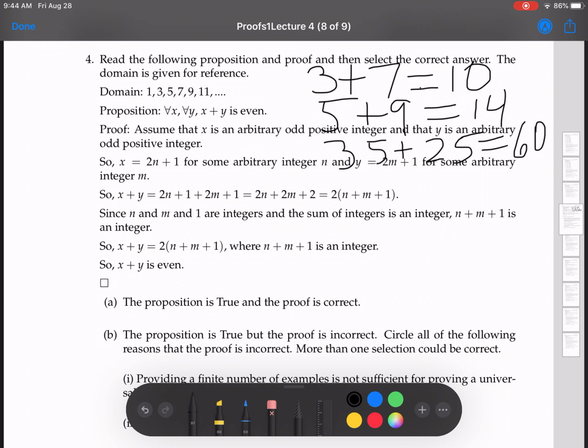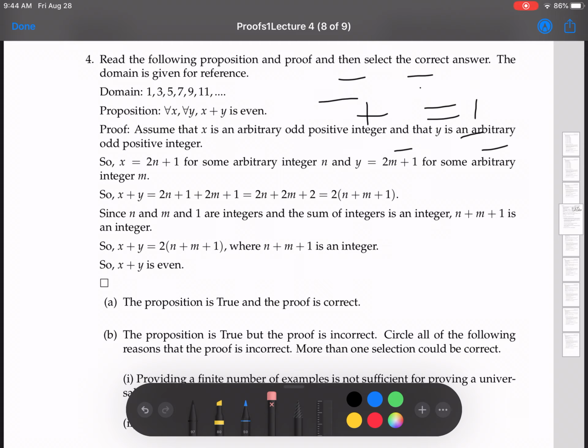Now let's try and decide if the proof is correct. I'm going to erase these here. And in fact, like I said, the proof is correct, so the correct answer to this problem would be A. Now let's talk about this proof and the components of it that make it correct.